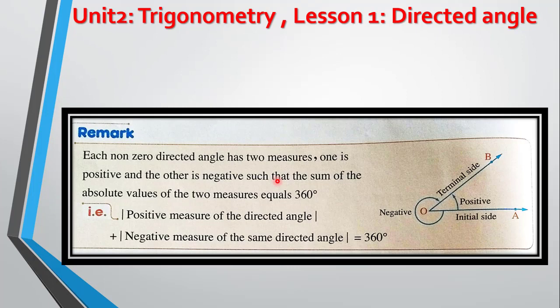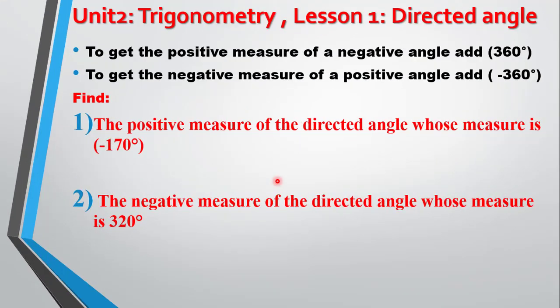Each non-zero directed angle has two measures, a positive and a negative, such that if we add the absolute value of the positive and negative measure of any directed angle, it will be 360.